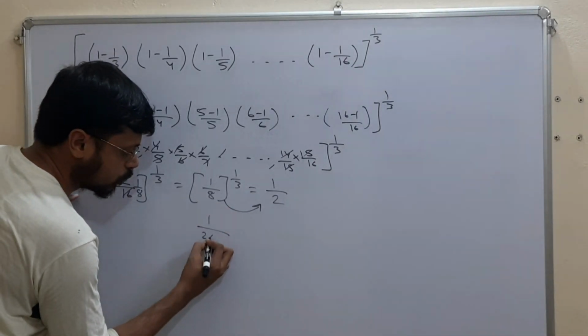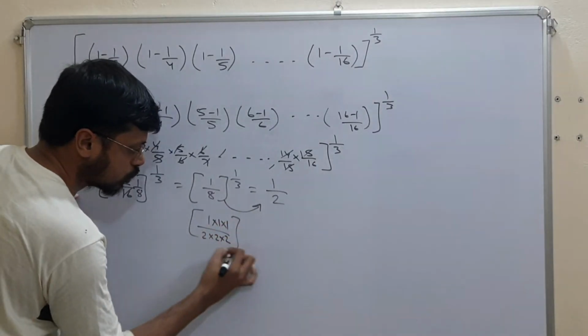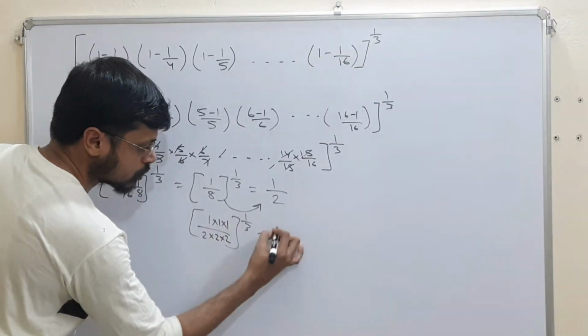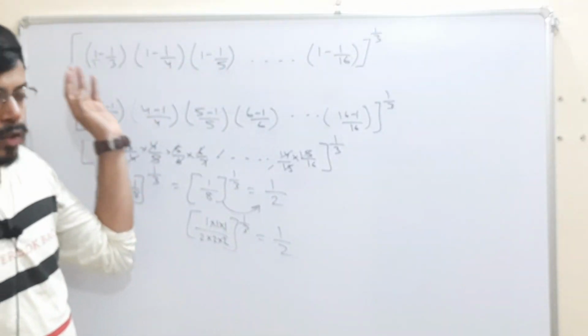8 can be written as 2 into 2 into 2, and 1 can be written as 1 into 1 into 1, and it is cube root. 1 by 3 means cube root. So the answer will be 1 by 2. Hence proved. So 1 by 2 is the answer of this question.